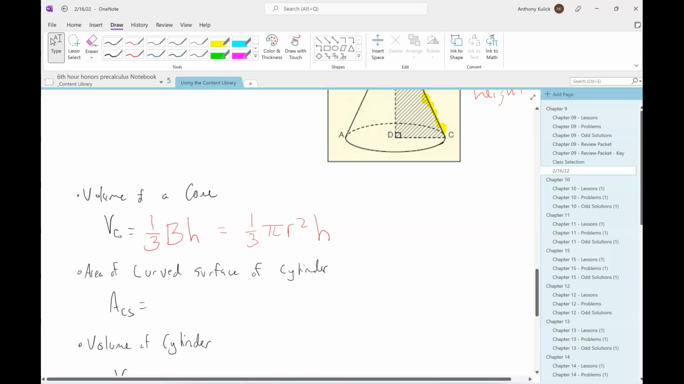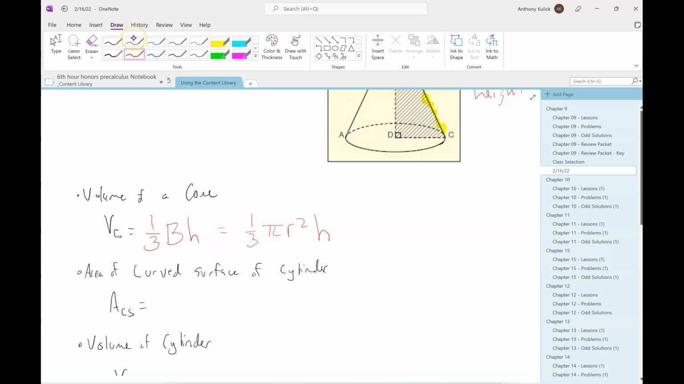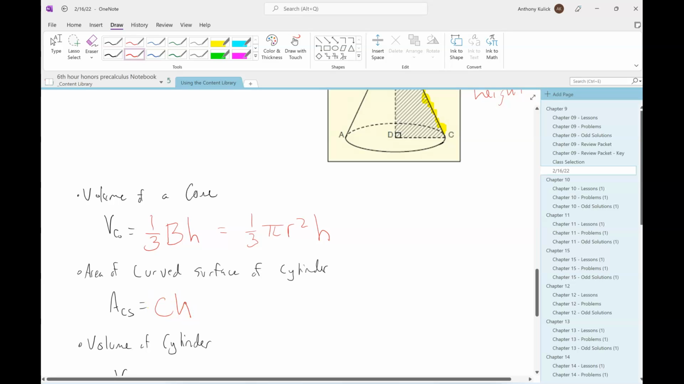Okay, let's say we want the area of the curved surface of a cylinder. So your cylinder, the bottom and the top are circles. Those are flat surfaces though, right? The side is the curved surface. What's that area for the curved surface going to be? The circumference of the circle times the height, or just 2 pi r h.